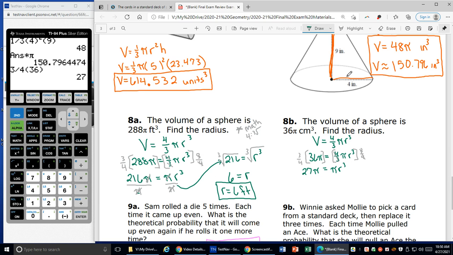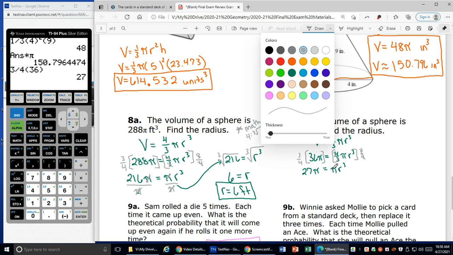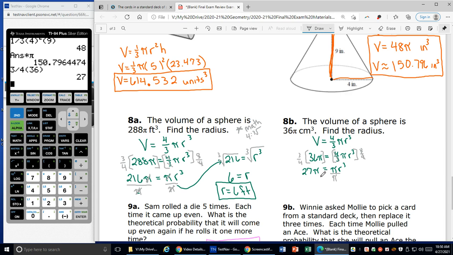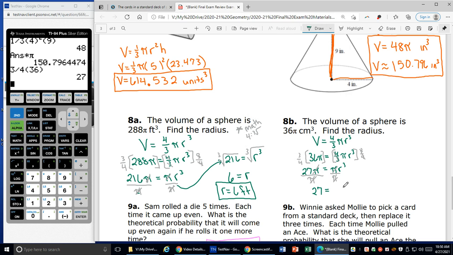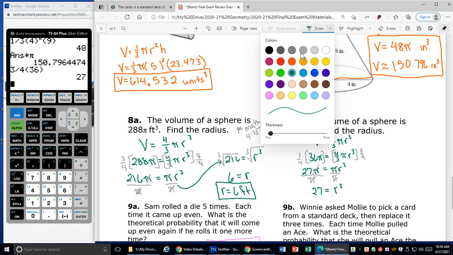Then I divided both sides by pi to get rid of the pi on the r cubed. What's nice is because there's pi's on both sides, it gets rid of all the pi's when I do that, and I'm left with just 27 equals r cubed. To uncube something, look what I did over here to uncube the r. I cube rooted it.